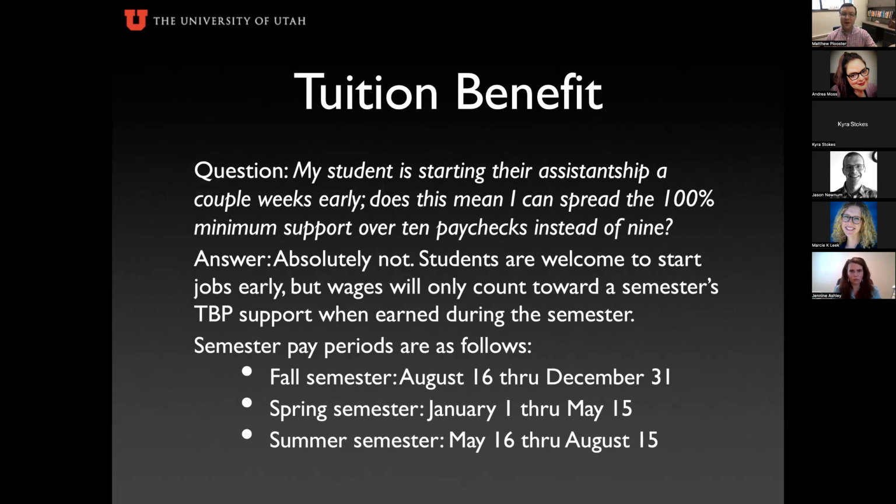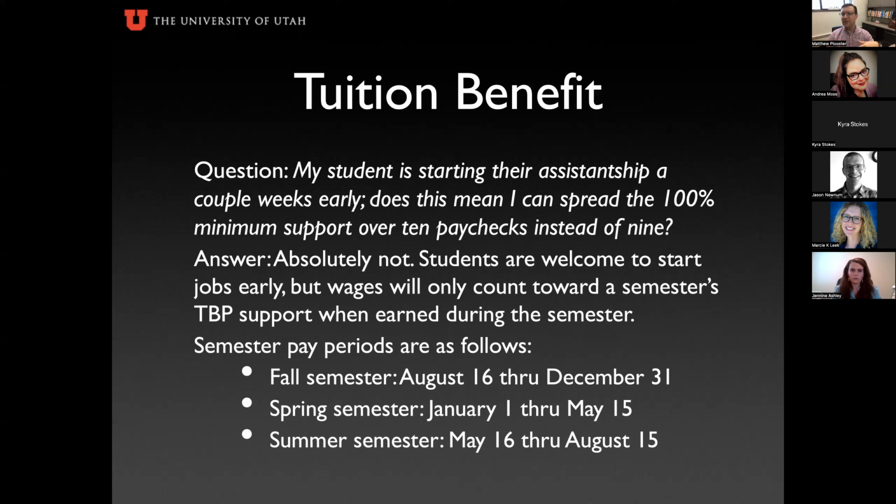My student is starting their assistantship a couple weeks early. Does this mean I can spread the 100% minimum support over 10 paychecks instead of the 9 paychecks of the semester? Absolutely not. Students are welcome to start their jobs early, but wages will only count when they are earned during that semester, and it'll only count towards tuition benefit minimum support when it's earned during that semester.